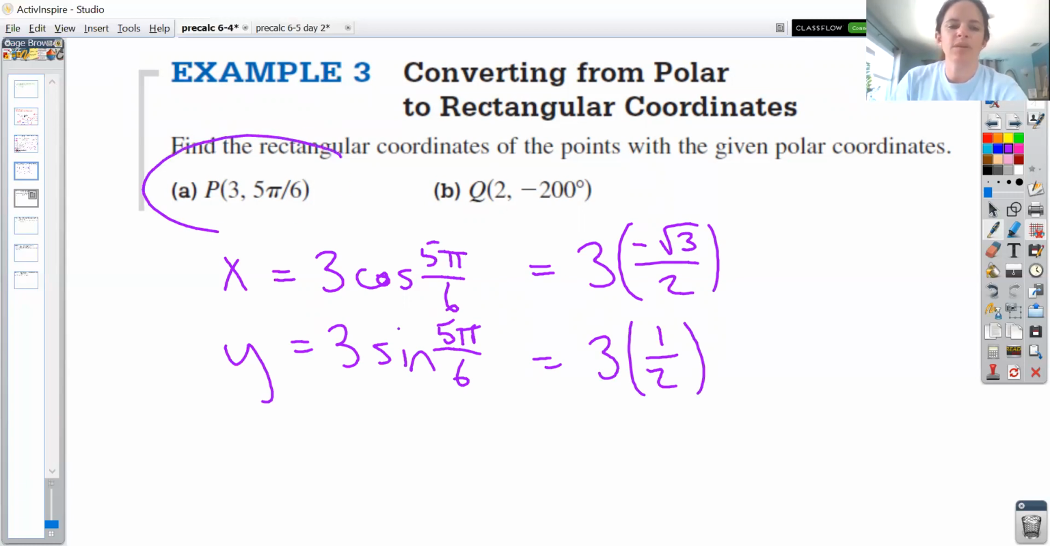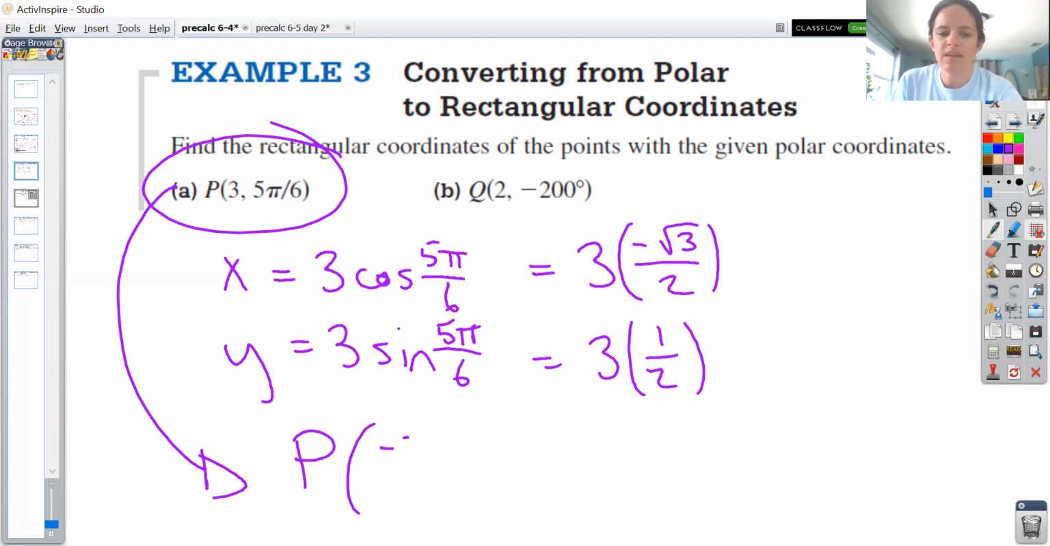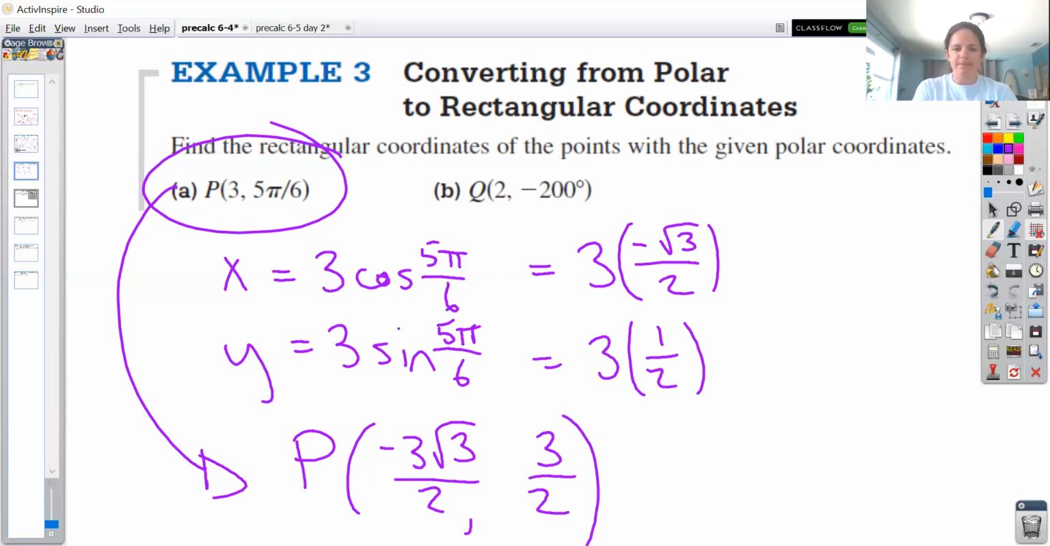And so point P, if I convert to rectangular, becomes negative 3 root 3 over 2, comma, 3/2. Hope that makes sense. You can do the same thing in B and just leave the negative attached to the angle. You don't need to change the angle and make a positive coterminal angle. It would just be 2 times the cosine of negative 200 degrees and then 2 times the sine of negative 200 degrees. But you would need to change that in your calculator to degree mode if you weren't on degree mode. And then that's not one that we could evaluate.